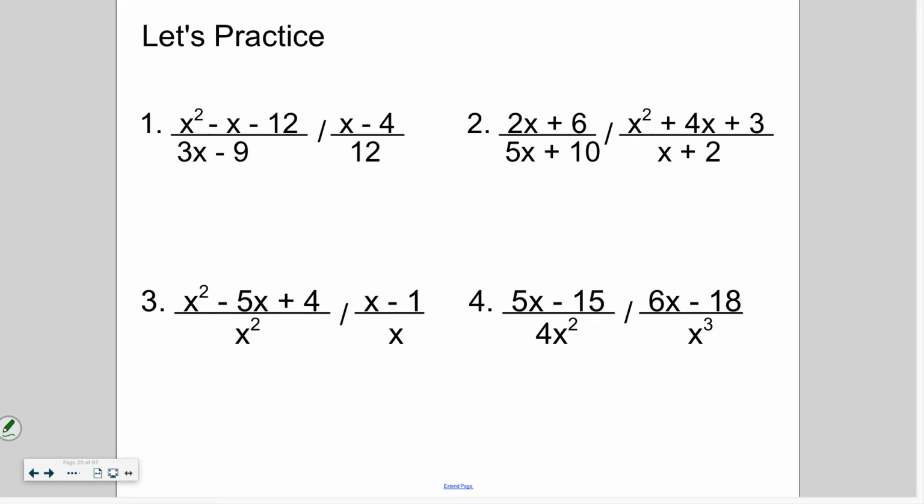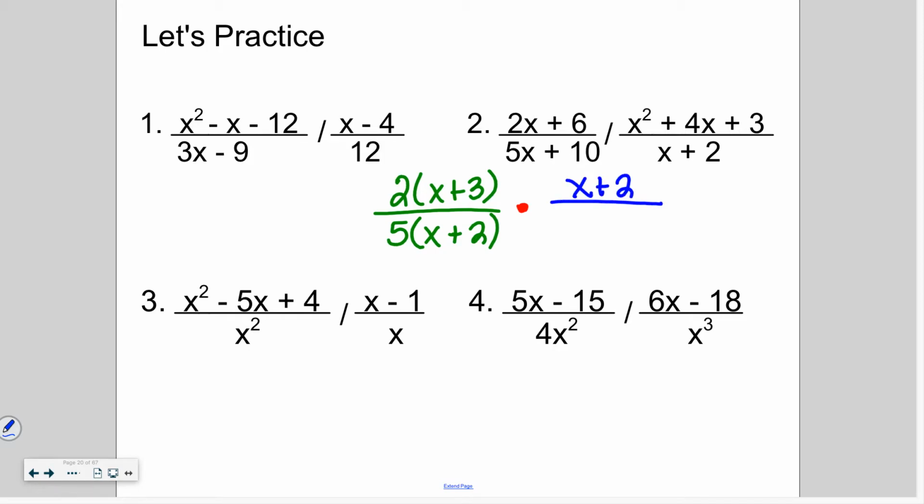So I'm going to keep my first fraction. I'm going to go ahead and simplify it. So 2 times x plus 3. And I'm going to have 5 times x plus 2. I'm going to change it to multiplication. And now I'm going to flip. So x plus 2 on top. And then on the bottom, x plus 3, x plus 1, after it's been factored. So now I'm going to see what I can cancel out.